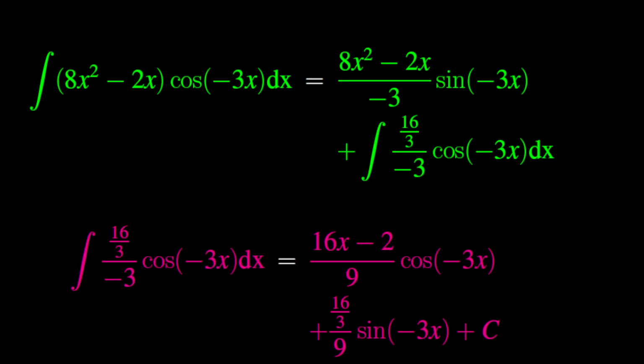From the second integration by parts we obtain the following result. So, the integral of 16 over 3 over minus 3 times cosine of minus 3x dx is equal to 16x minus 2 over 9 times cosine of minus 3x, plus 16 over 3 over 9 times sine of minus 3x plus a constant of integration c.